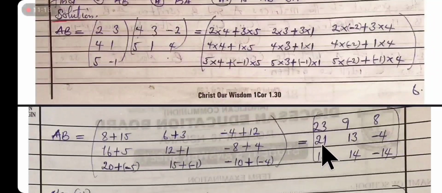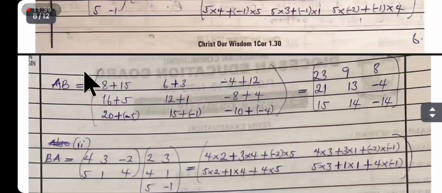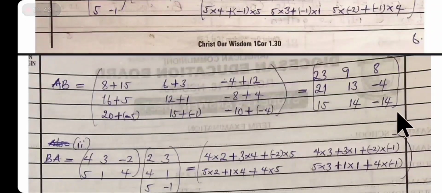16 plus 5 is 21. 12 plus 1 is 13. Minus 8 plus 4 is minus 4. 20 plus minus 5 is 15. 15 plus minus 1 is 14. Minus 10 plus minus 4 is minus 14. So if you multiply A, B, you will get this matrix. This is a 3 by 3 matrix.